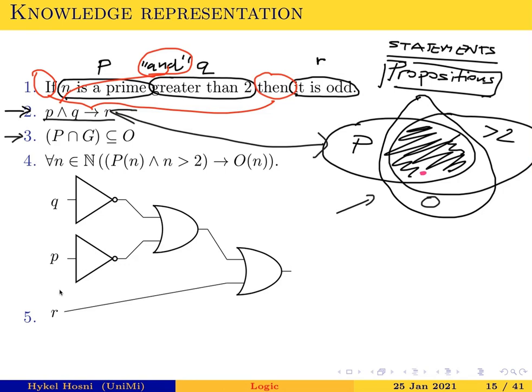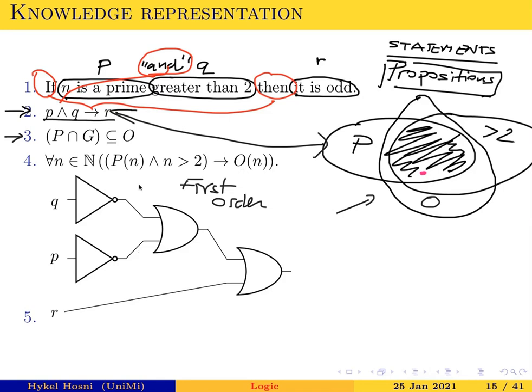Let me just jump to this one. Okay, let me just follow my order. So this is the so-called first order logic. Let me just write it here, first order, which says the following: for all natural numbers n, if n is prime and n is greater than 2, then n is odd.